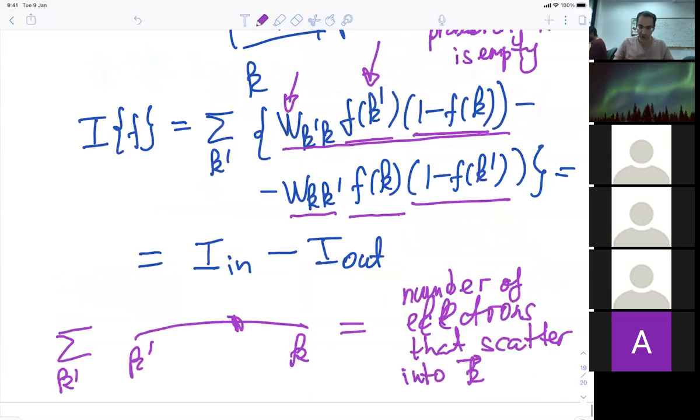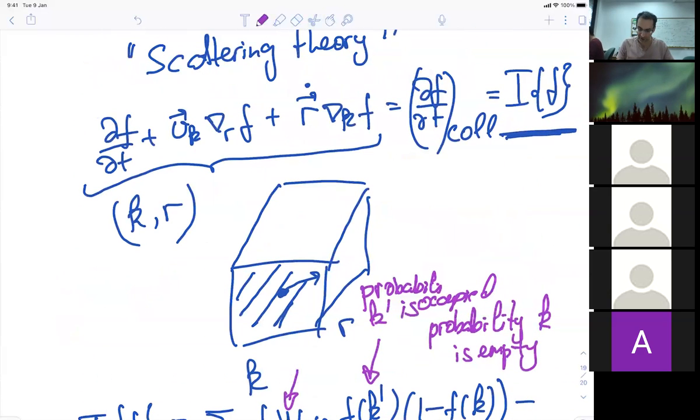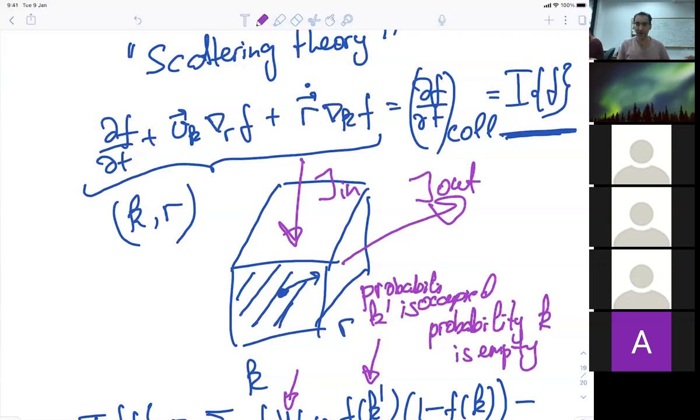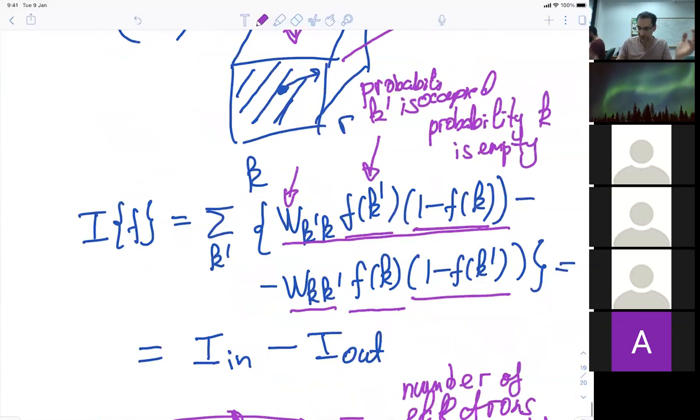So the physical picture is the following. So there is a cell k, and as a result of collision, these electrons leave this cell into other states, and electrons are coming into this cell from all other states. So this will be an outgoing current, and this will be an incoming current in the phase space. These processes are described by these random collisions. And okay, so what else should we say about these collision integrals?